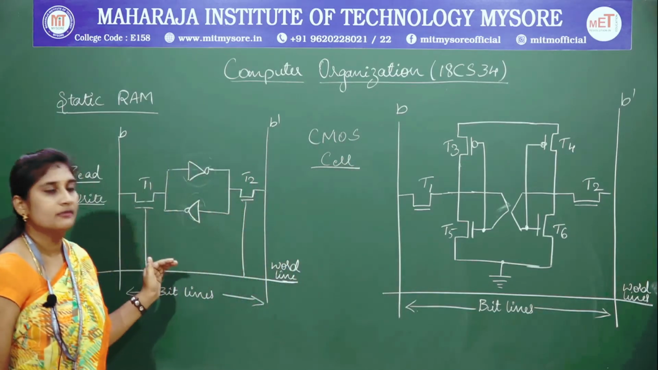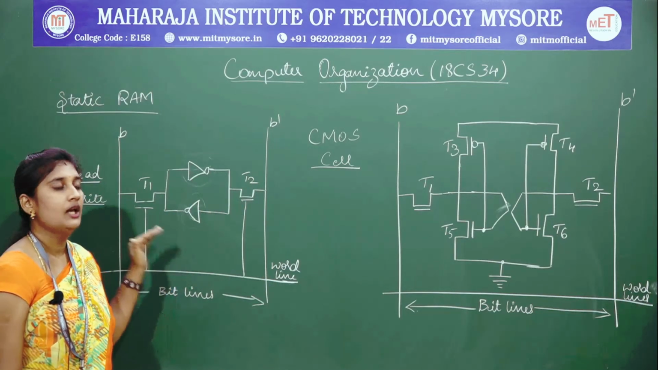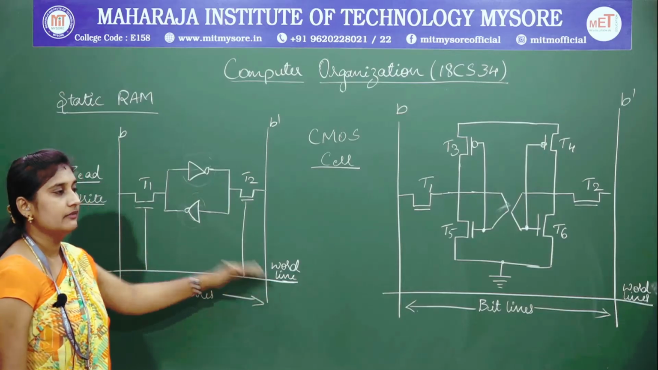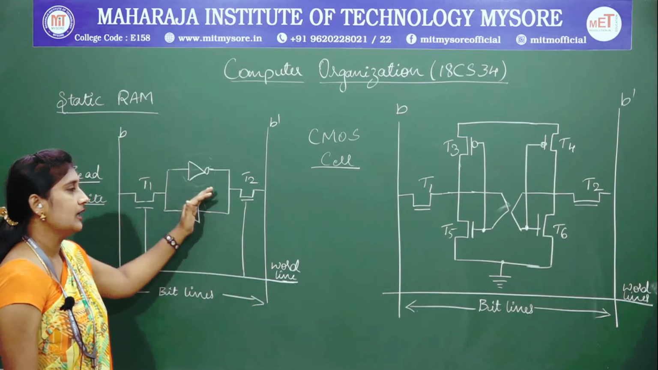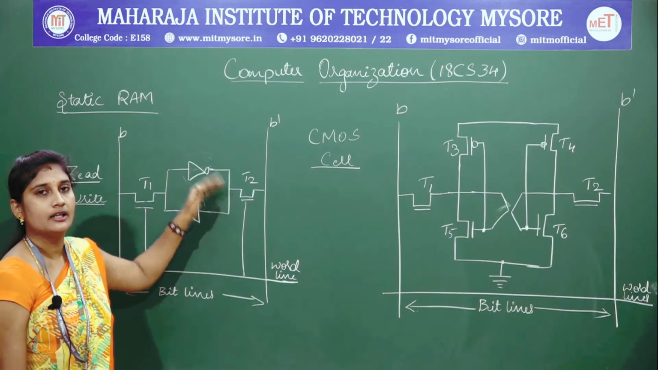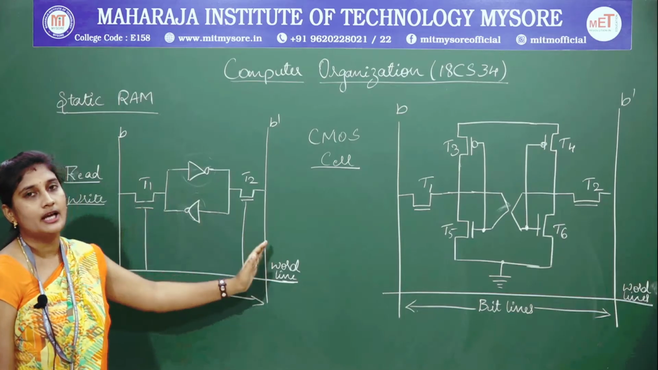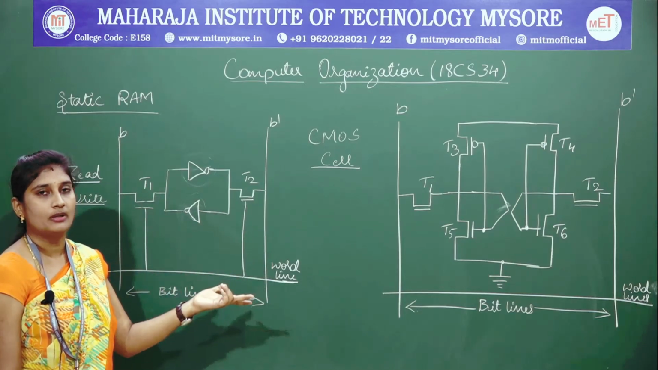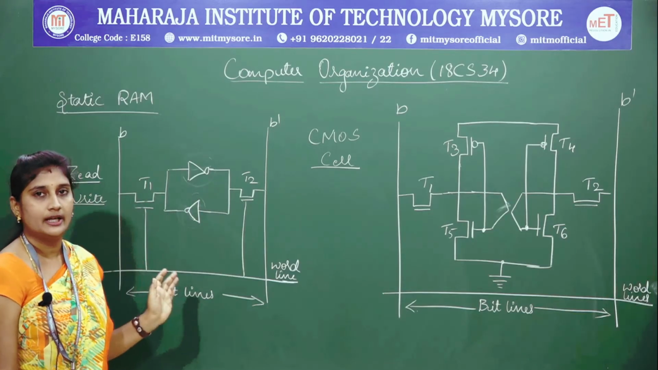So how you were performing the read operation or write operation in your static RAM cell: when the word line gets activated, your B and B dash will also be set up, and if the state is at 1, the contents will be read out. B becomes high and B dash becomes low, and its complement vice versa.